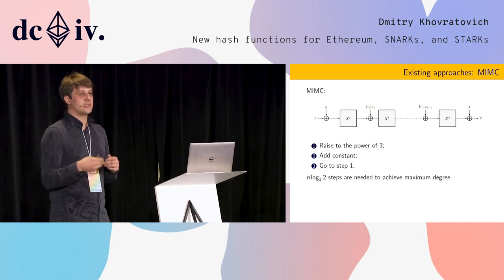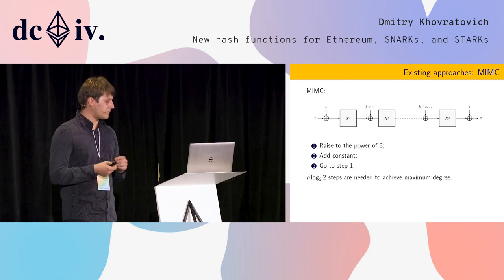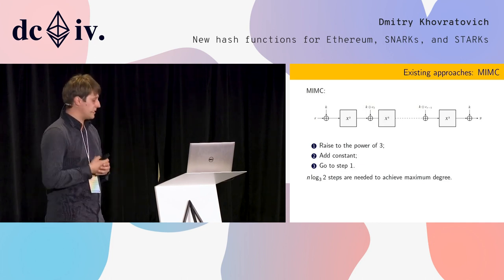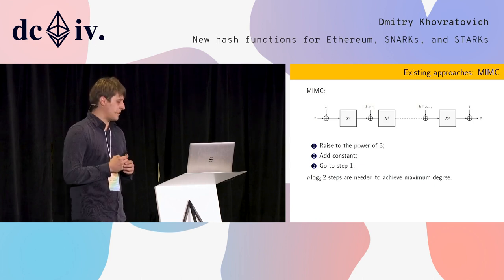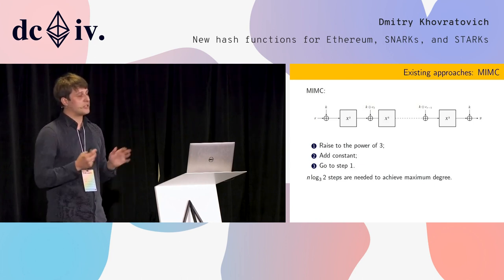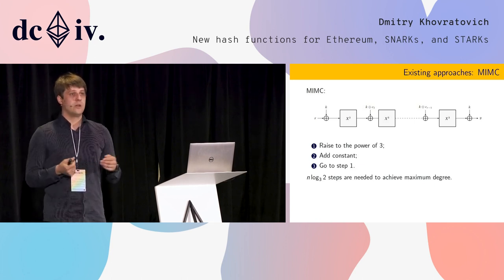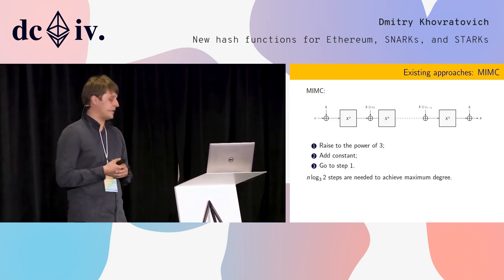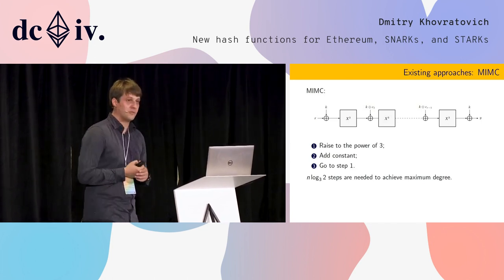And the degree multiplies by 3 each time, and the maximum possible degree is actually 2 to the n, where n is the width of the state, and we have to execute a bit less than n steps to achieve maximum degree. Well, actually a bit more, but this is the order, so that you understand. Like if your permutation is, I don't know, 250 bits wide, then you need at least 100-something steps to achieve maximum degree.